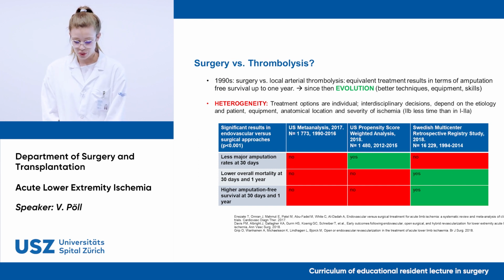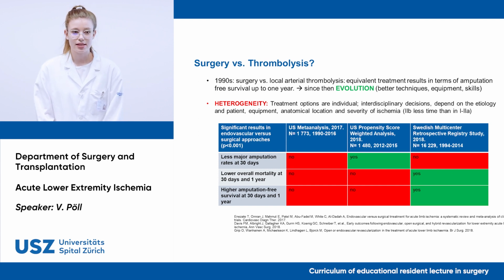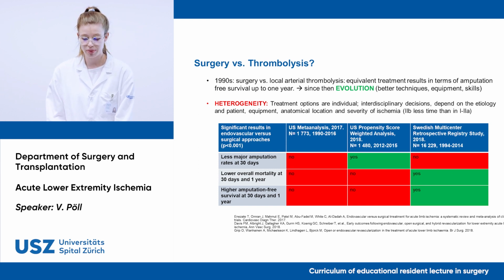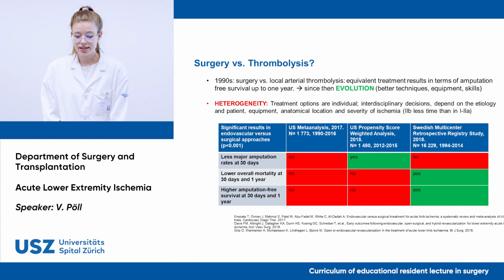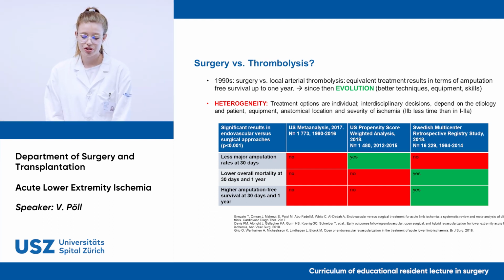So therefore, I would like to present you recent results of 3 studies which compared endovascular and surgical approaches. The first one is a US meta-analysis published in 2017. It included 1,773 patients, and it did not find any difference in morbidity or mortality of endovascular versus surgical approaches. Secondly, a US propensity score weighted analysis of 2018, including 1,480 patients, did find lower major amputation rates at 30 days in endovascular approaches.